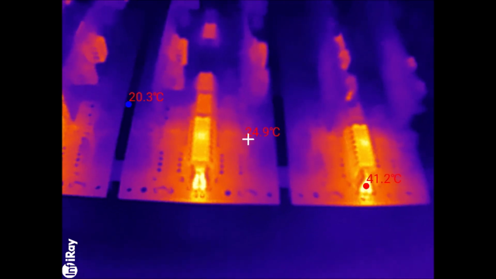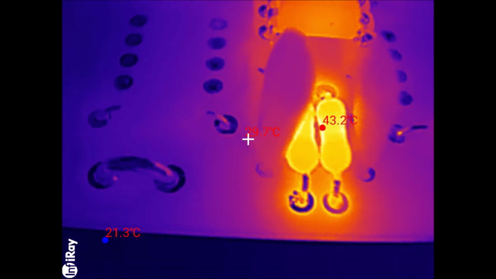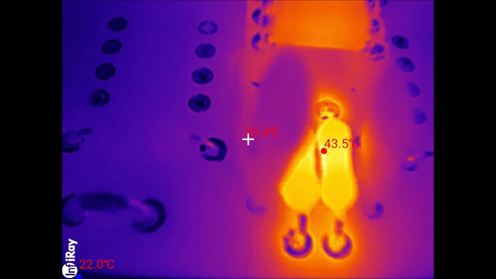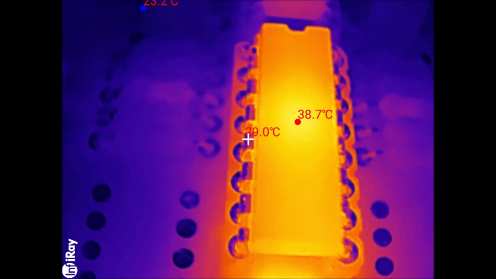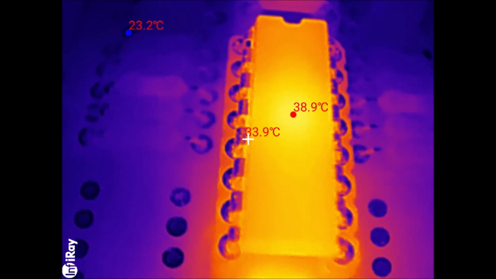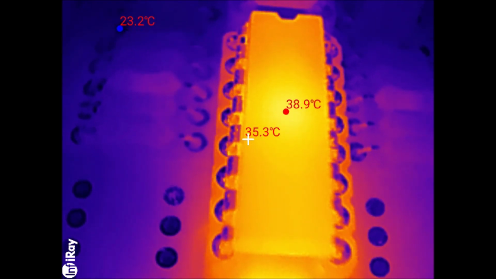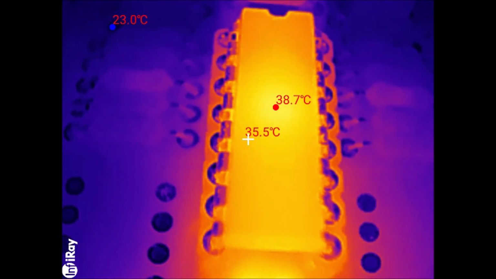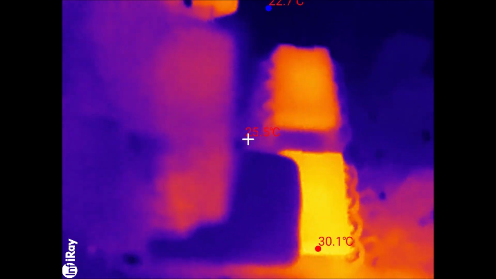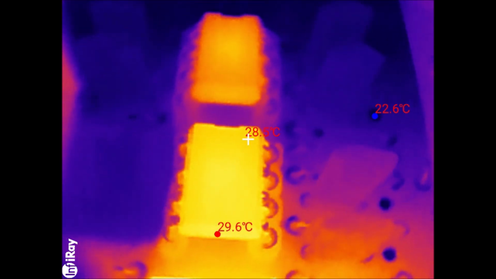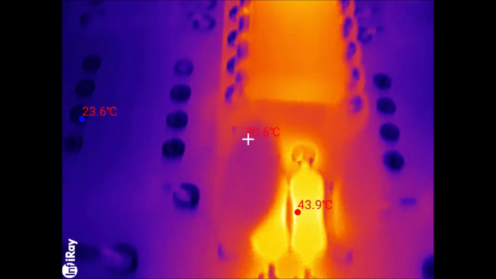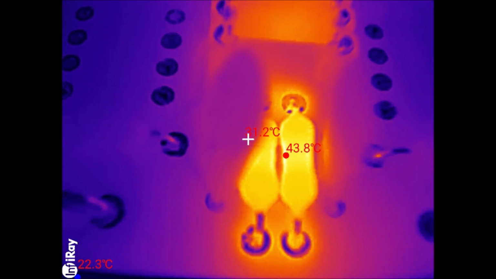Let me get the macro lens. So now with the macro lens, you can see those two resistors are at 43 degrees. That's pretty warm. And the chip above is at 38 degrees. Interestingly, these transconductance op-amps have no resistors in them. They're purely current devices. So it's only transistors and diodes. Now the chips further up are mildly warm, 30 degrees, but not as warm as this transconductance op amp and its associated resistors.